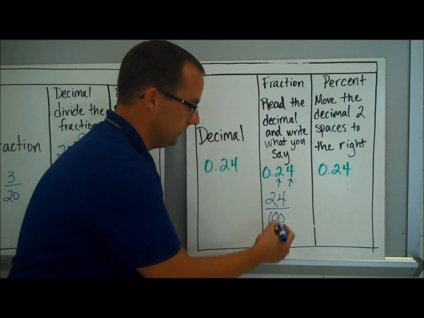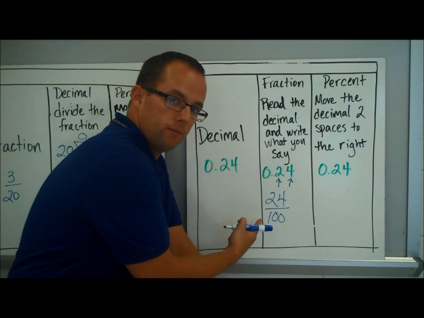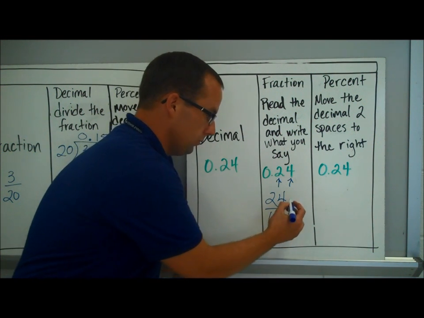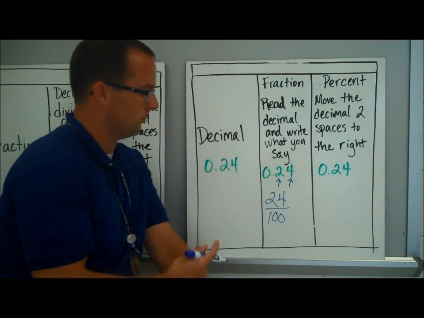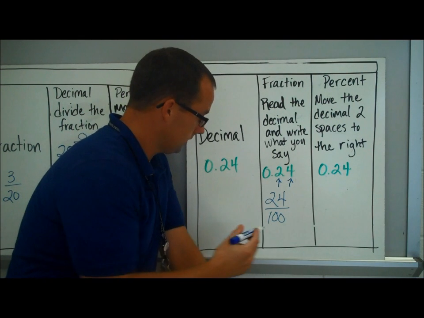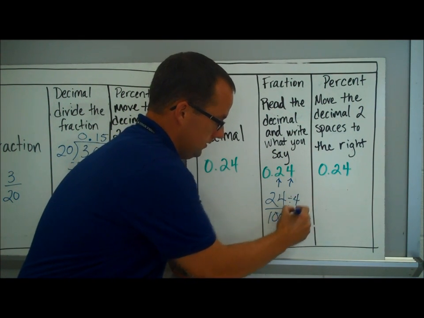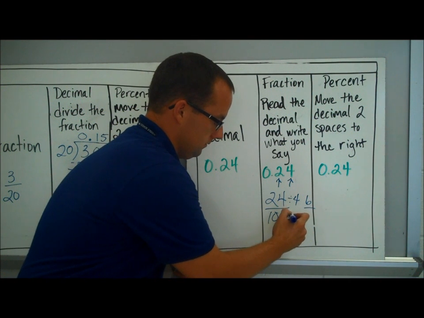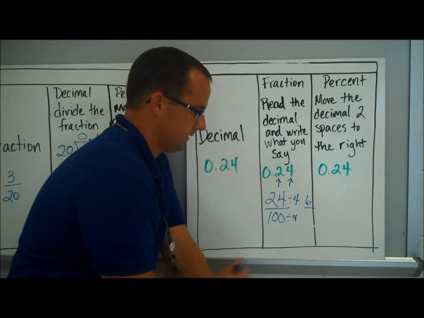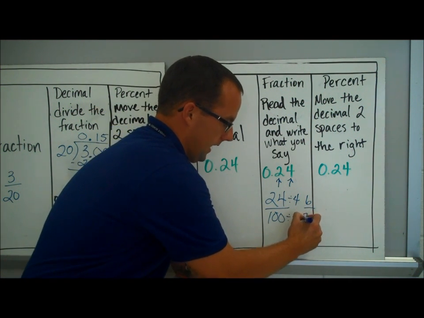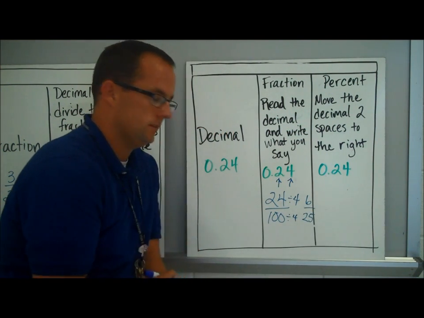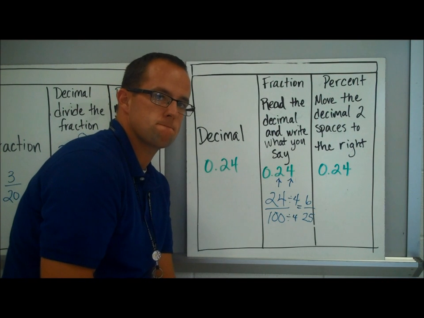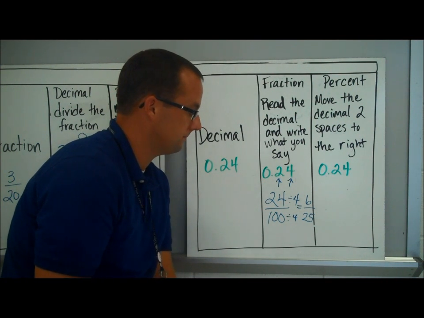Reduce the fraction. So you need to find the greatest common factor between these two numbers, which I believe is 2. Actually, it's more than 2. It's 4. Let's try 4. We would get 6 over 100 divided by 4 is 25. So we would get 6/25ths. Okay, and that's fully reduced.